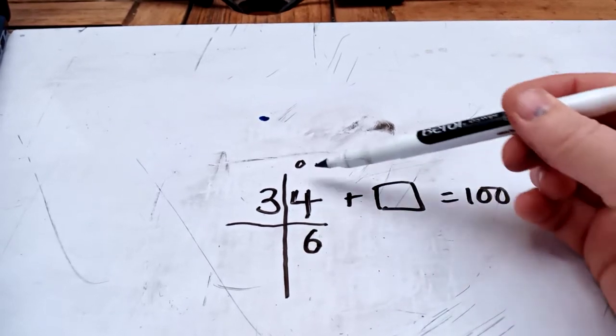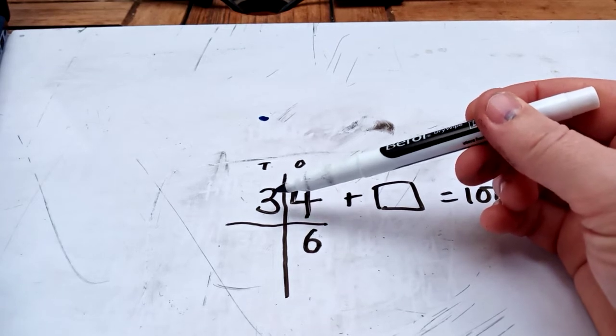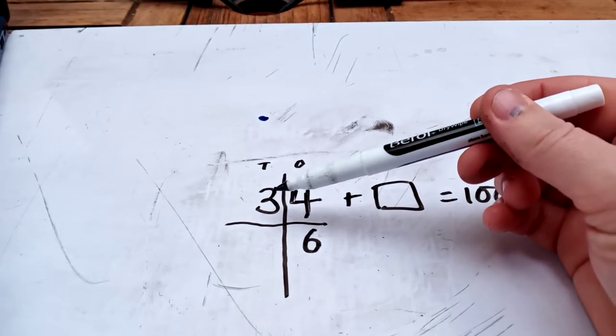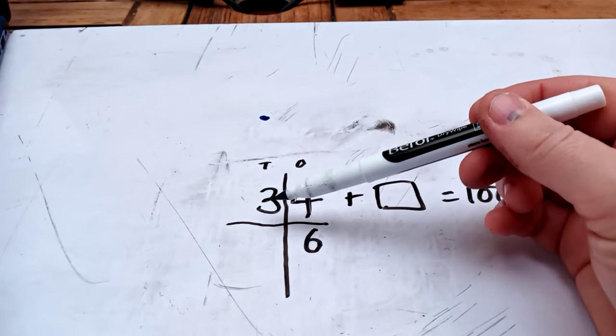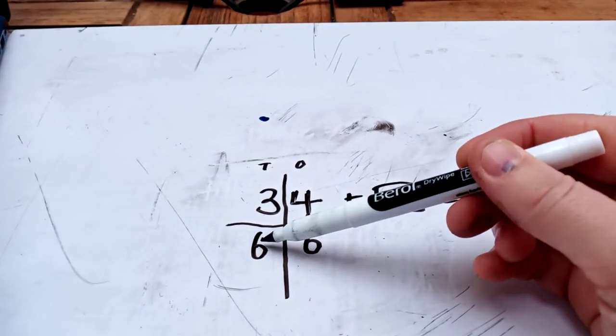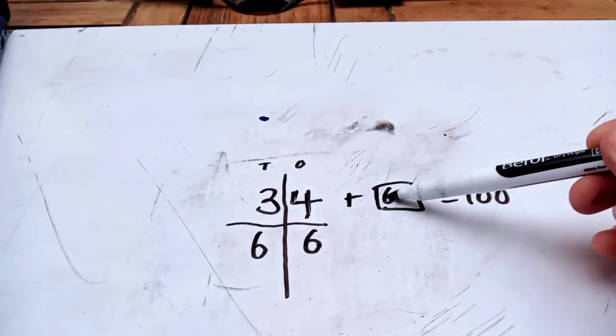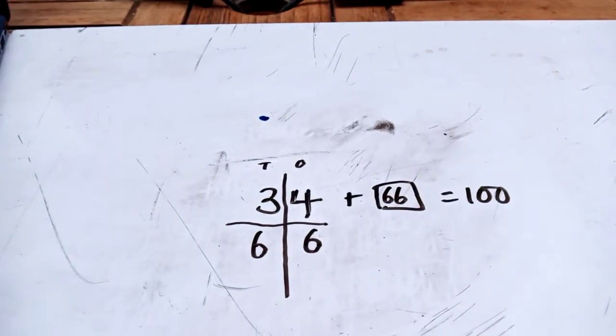6, well done. And in the tens, we ask ourselves, what goes with 3 tens to make not 10 tens, but 9 tens? What goes with 3 to make 9 tens? And the answer is 6, okay? Because 6 and 3 make 9. When you add them both together, you get 100. So we know that 34 add 66 equals 100, okay?